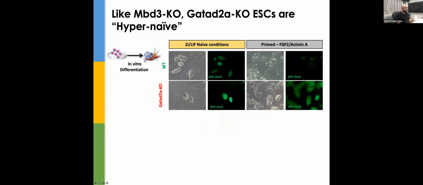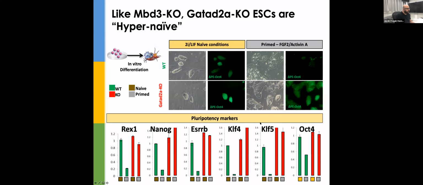If we want to go again to what is happening with Gatad2a in ES cells, if we knock it out, you can see that the ES cells also become hyper-naive. So typically you can take wild-type ES cells and change them into primed conditions, and you can see this naive marker goes down. However, Gatad2a knockout, just like the Mbd3 knockout I told you about, are hyper-naive. They resist becoming primed cells and differentiation. And again, this is also evident by expression of different markers.